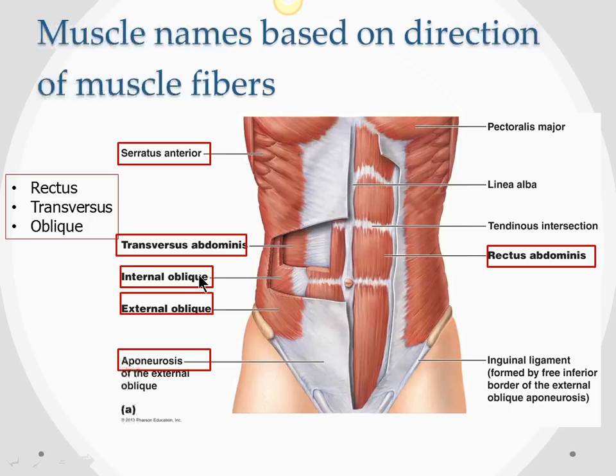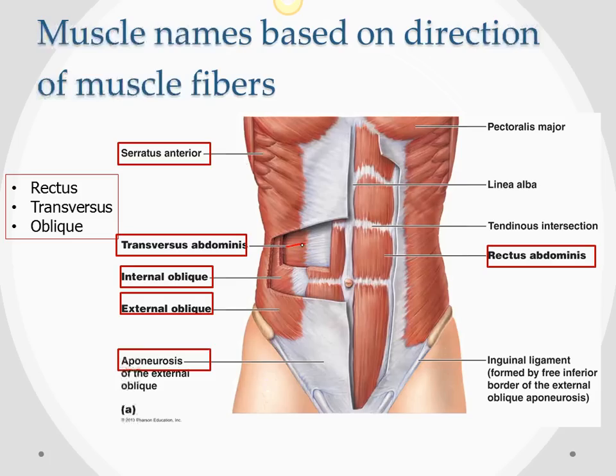Inner to this is a muscle called internal oblique, obliquus abdominis. It is lying internally. That means it's not the outermost muscle. Its fibers run obliquely and it's present in the abdomen. And then we have another muscle which is deep to them, called transversus abdominis. So you can see the fibers are running transversely.